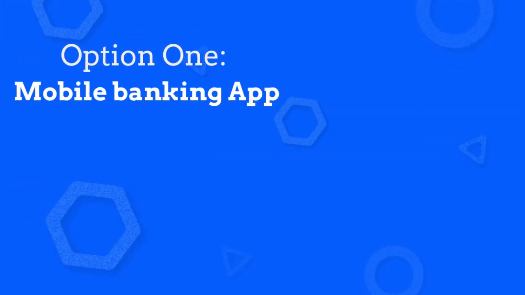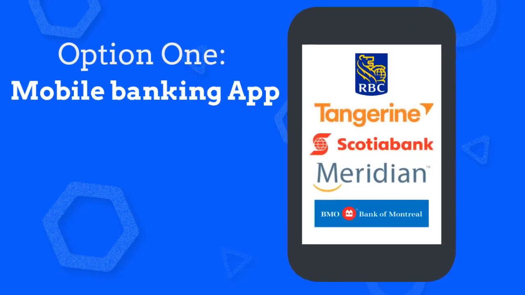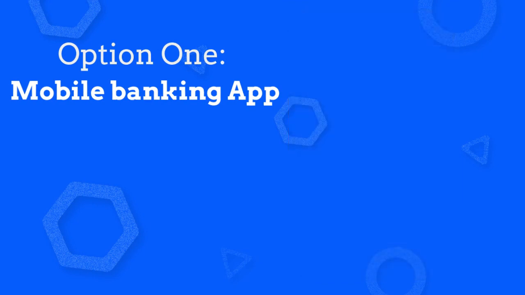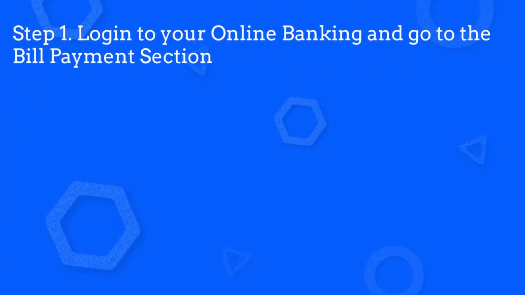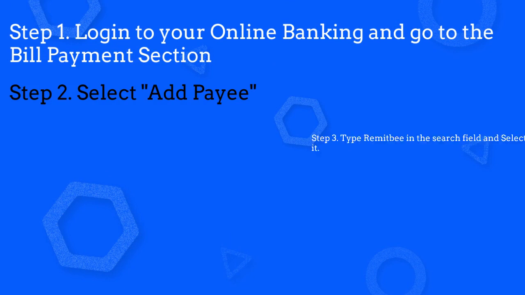Option 1. Add Remitbee as a payee through your mobile banking app. Each banking app may be a little different, but these are general instructions. Step 1. Log into your online banking and go to the bill payment section. Step 2. Select Add Payee.